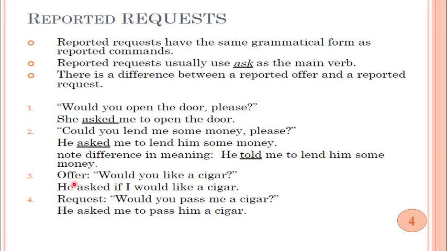What about offer? Look at this offer. Would you like a cigar? This is offering, so he asked if I would like a cigar. What about the request? Would you pass me a cigar? This is a request. He asked me to pass him a cigar. By changing this question, which is an offer, into an if clause, that is still accepted. But because the request is a request, you can change it into pass him a cigar, imperative form.